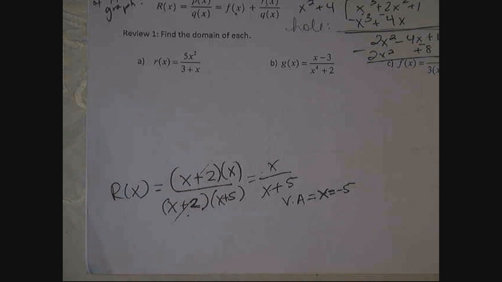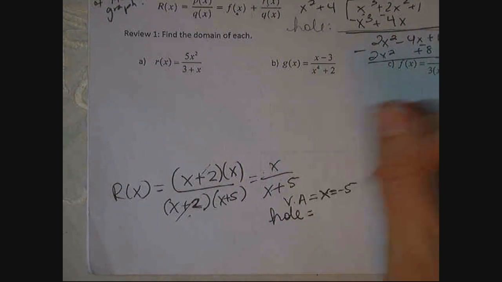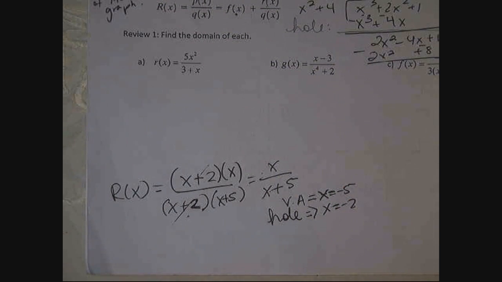If I plug in a negative 2, I'm still getting 0 times negative 2 plus 5. 0 times 3. It's still 0 in the denominator. It's still a problem even if I can cancel it out. So since it's still a problem in the original, I would call this a hole at x equals negative 2. This just means that technically I can't define x equals negative 2 in my original, because if I plug in x equals negative 2, I end up dividing by 0.